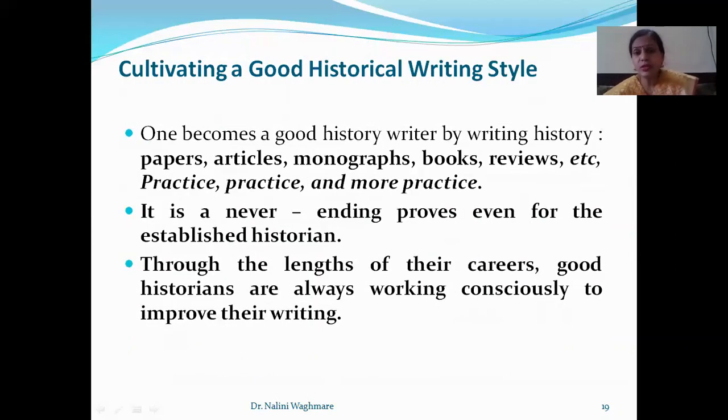Then, cultivating a good historical writing style. If I want to become a good historical writer, then what do I have to do? One becomes a good writer by writing history, contributing papers, articles, monographs, books, reviews, etc. For that purpose, it is very necessary that we practice, practice, and practice more. It is a never-ending process, even for an established good historian. He always practices, finds out the facts, and adds new knowledge for the new generation. Through the length of their careers, good historians are always working consciously to improve their writing.